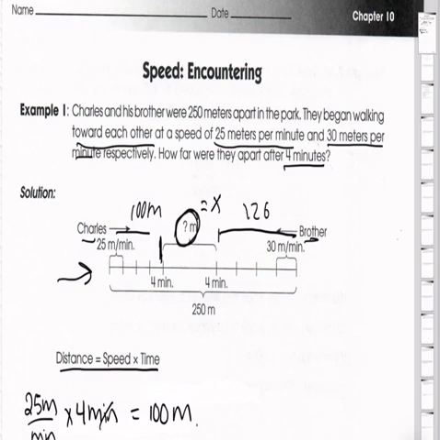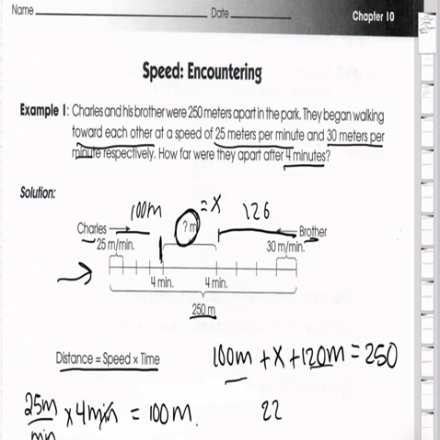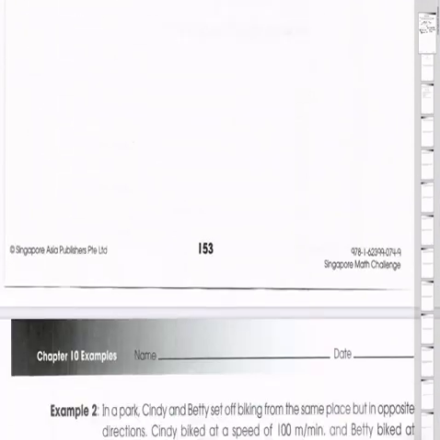So if Charles went 100 meters, plus some x value that we don't know, and his brother went 120 meters, and all that should be equal to 250 meters, right? Then we can just add these up, which is 220 meters plus x equals 250 meters. So then x, this unknown value, equals 30 meters. And that's how far apart they were. So let's go into the next example.